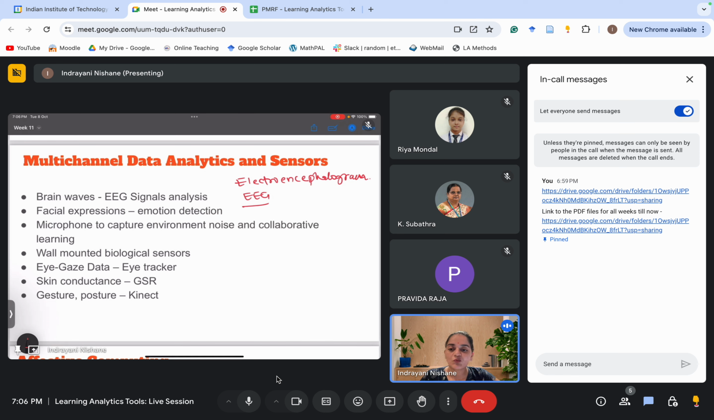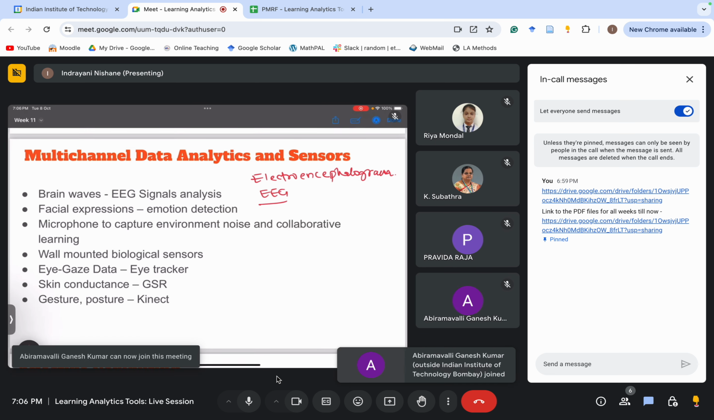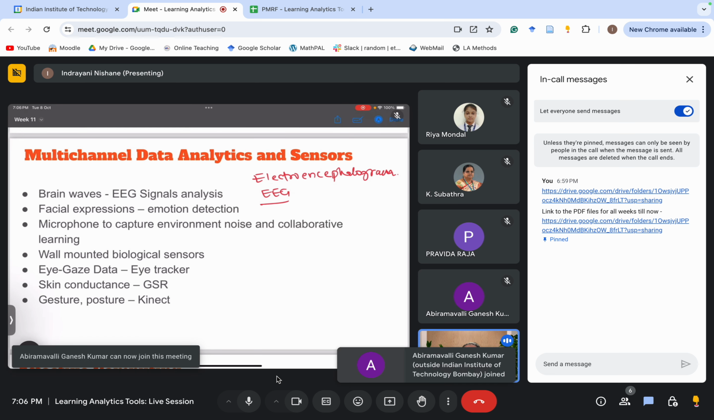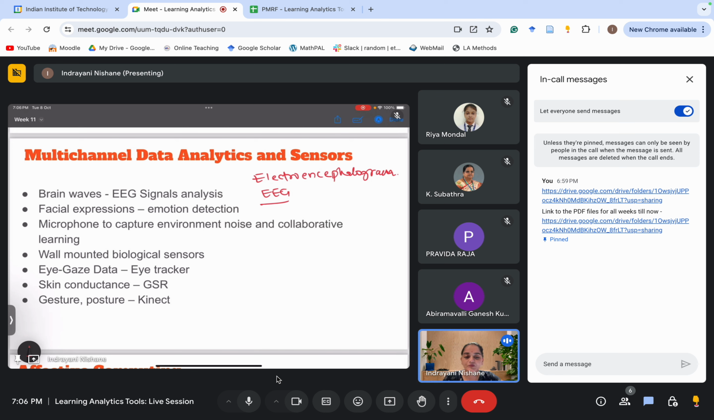Then there are various wall mounted biological sensors. There is a variety of biological sensors which will tell us about an increase in heartbeat and so many other things, and we can use that information to deduce the different processes involved in learners. Then another important sensor we can use is eye gaze data, or the eye tracker sensor. The eye tracker will be particularly useful if we have a computer based learning environment.